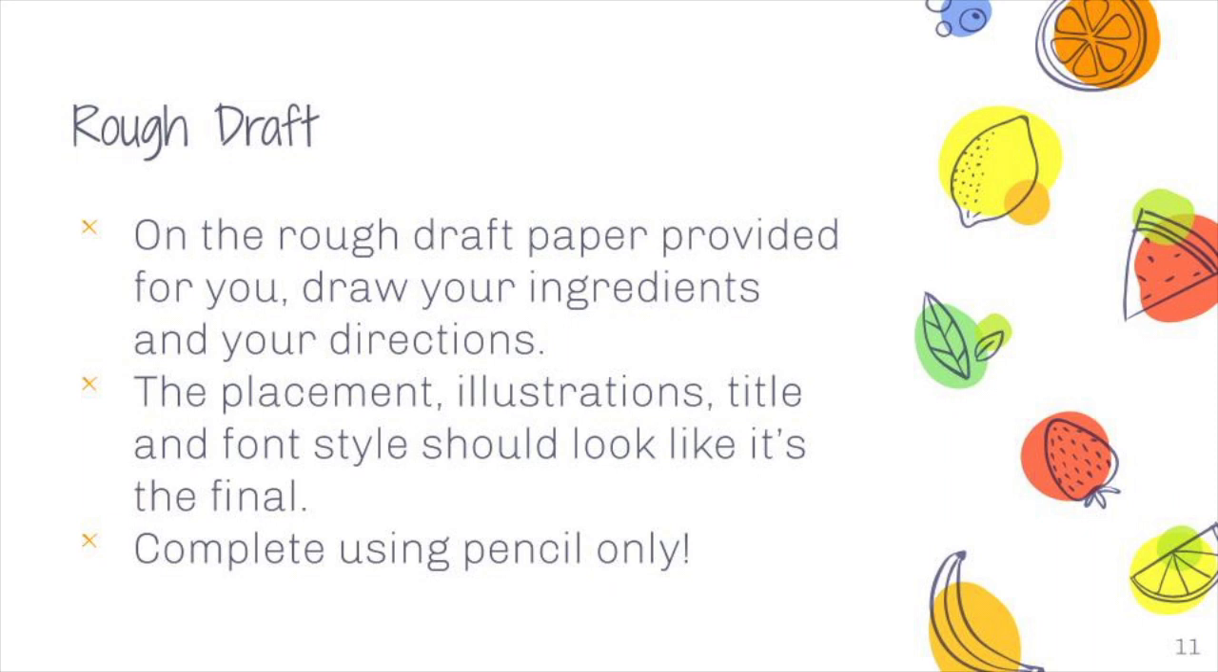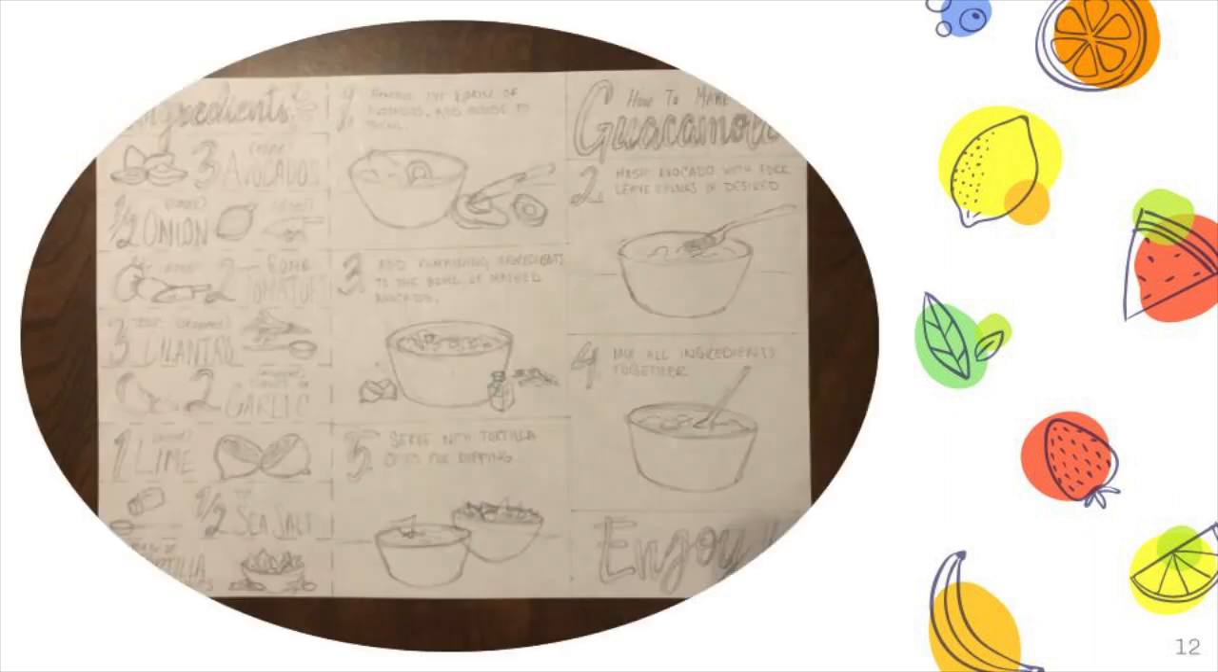You are going to complete the rough draft using pencil only, but the rough draft paper is going to be the same size as your final draft paper, and it's going to end up looking as complete as possible without having any color. So here's an example of my rough draft. I just have a nice pencil outline, but I've treated it like it is a final draft. So everything is exactly how I want it to look in the final.